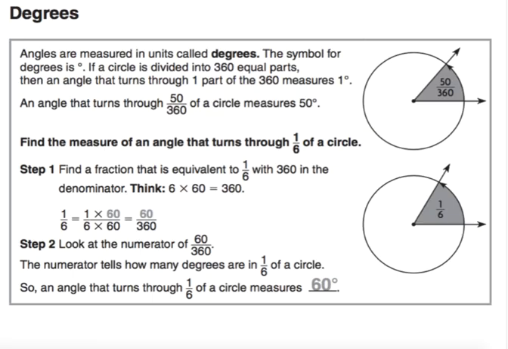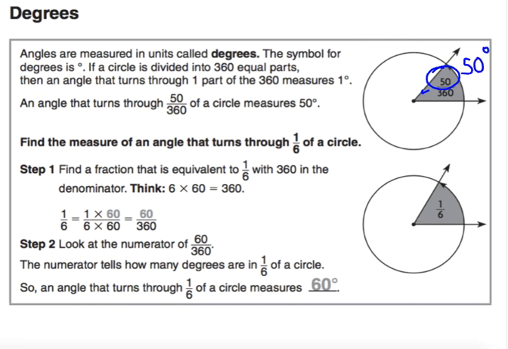Right? So here's a little review of what I just said. This is from the reteach. It shows you that in the top part, if it's already a denominator of 360, the numerator is your answer. So if we're looking over here, 360, 50 degrees is your measurement. So this would be 50 degrees.